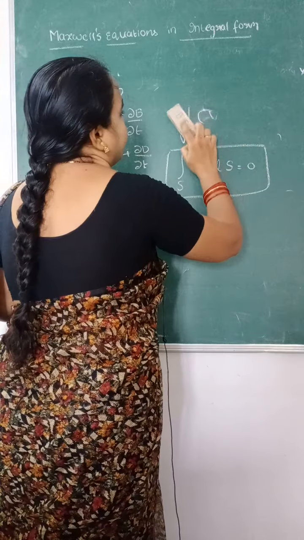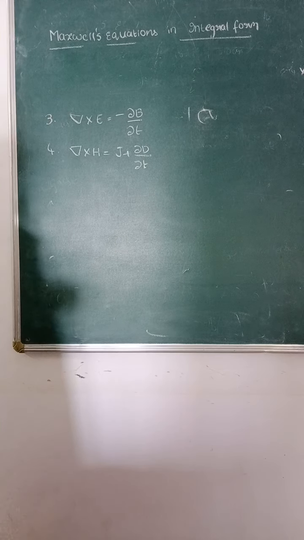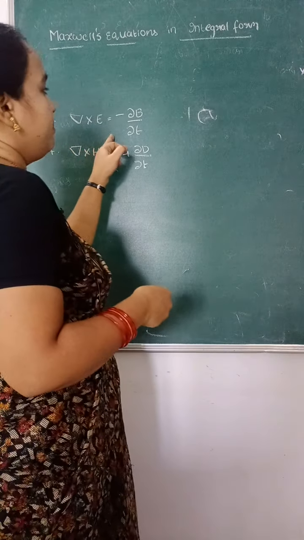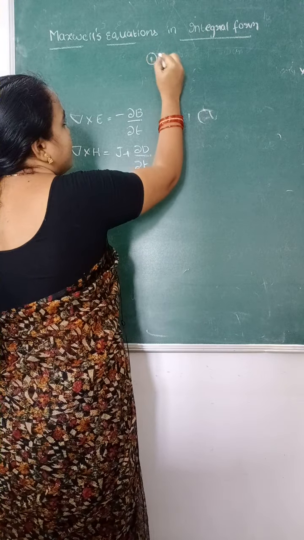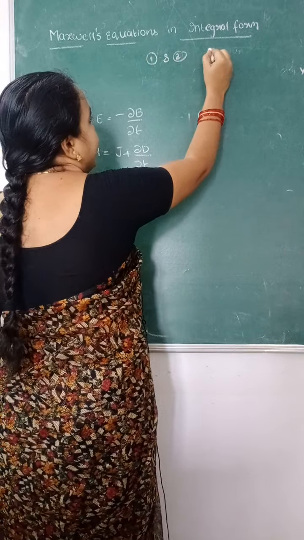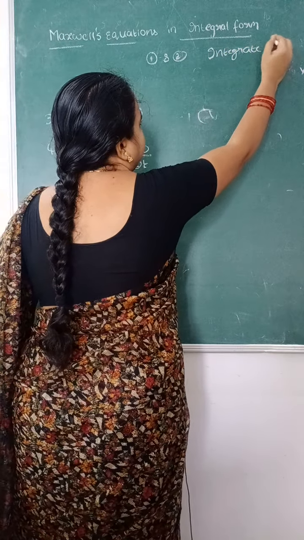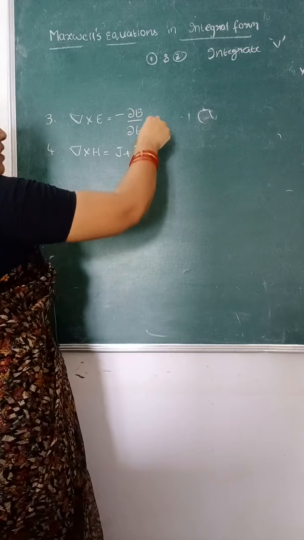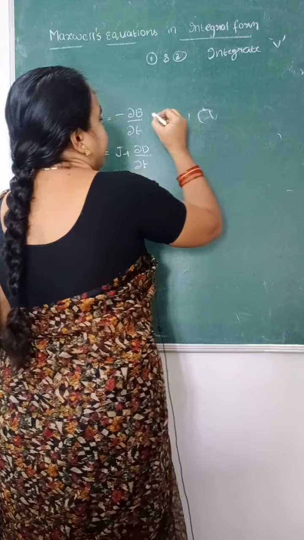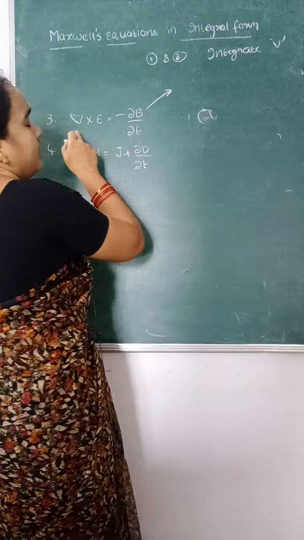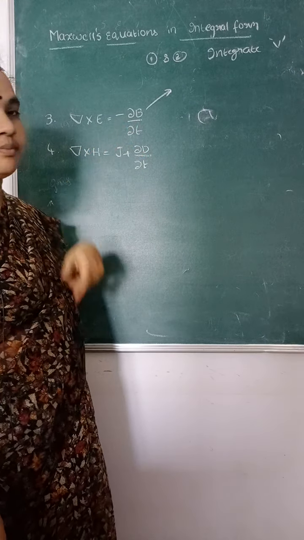Next, the third one. What is the third Maxwell equation? Del cross E is equal to minus dou B by dou t. So here remember that for the first two equations we will integrate over volume. For the next two equations we will integrate over the surface. So consider the third Maxwell equation, that is del cross E is equal to minus dou B by dou t.